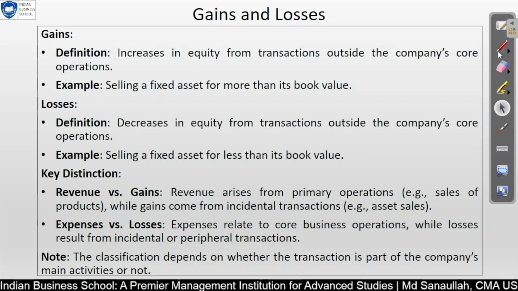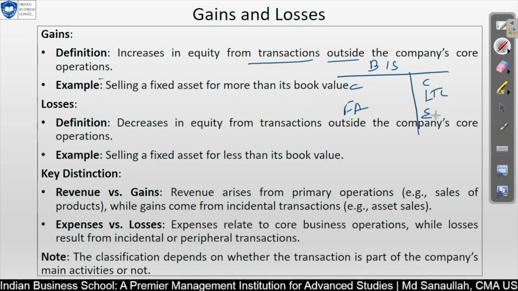Now we will understand a few other points with regard to gain and loss. By definition, a gain is an increase in equity from a transaction outside the company's core business. This is your balance sheet: current asset, fixed asset, current liability, long-term liability, and your equity. 100, 50, 50, and 100. How does the gain occur? If you sold inventory and generated revenue, that is your operational income from your core operation. That is separate. Now we are talking about gain, not revenue income.